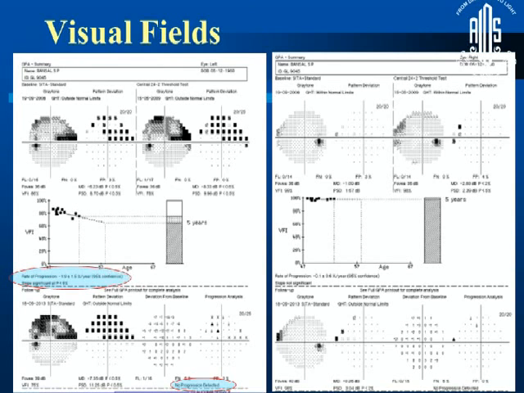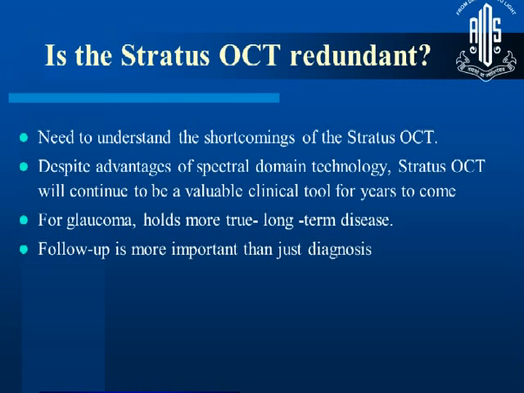But then we need to keep that in mind, that now that the Cirrus OCT is showing a little bit of a widening of that red area over the last year, we're going to be a little more careful with him in the follow-up, though his pressures are still 14. So we don't really know, is the Stratus OCT redundant? We need to understand the shortcomings of the Stratus, and despite advantages of a spectral domain OCT, it will continue to be a valuable clinical tool simply because I think the baselines of thousands and thousands of people worldwide are on the Stratus OCT, and the Cirrus, most centers are in the last 5 years or so, and they don't have long databases.